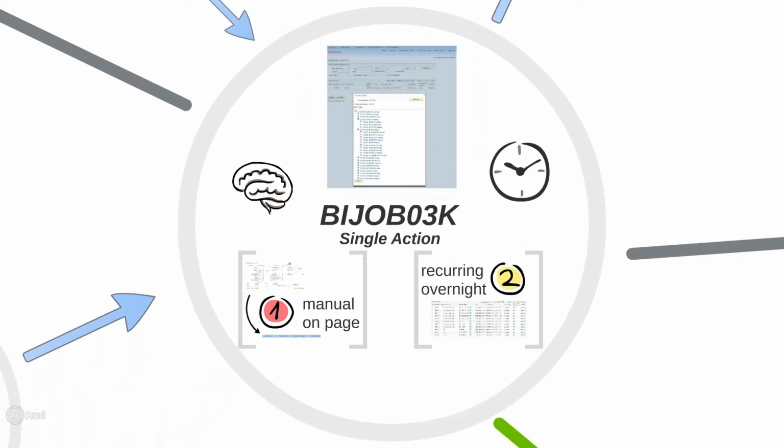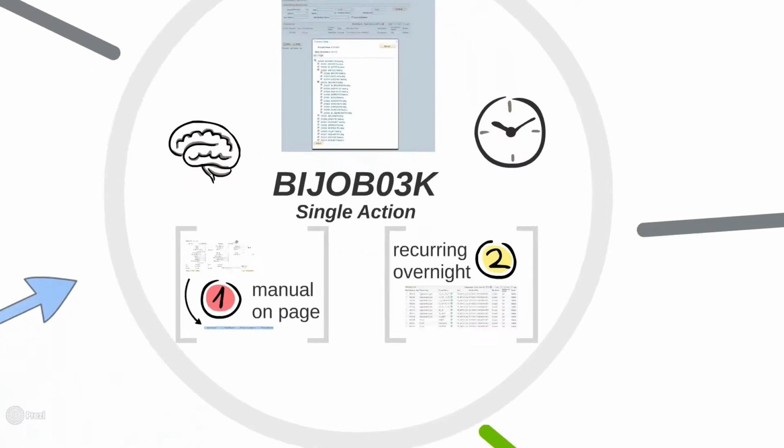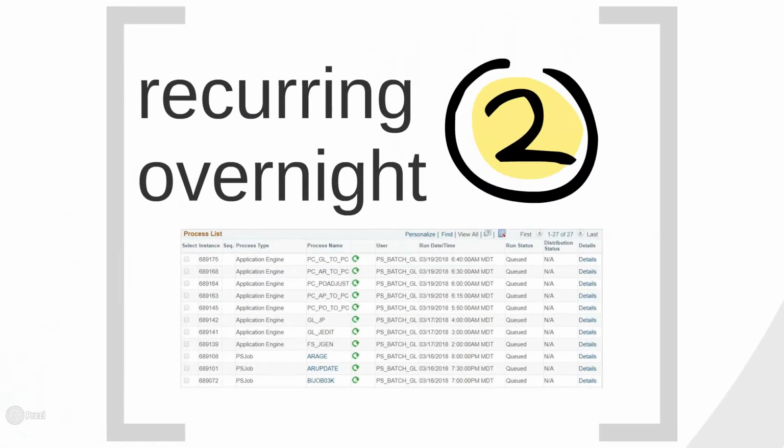So that was the BI job 03K process. It's also known as a single action process. The second way that you could process your invoice, like we talked about, after you've changed the status from new to ready, is to let the overnight process run it. As you can see, this process is recurring every night at 7 p.m. and it picks up any invoices that are set to ready status.